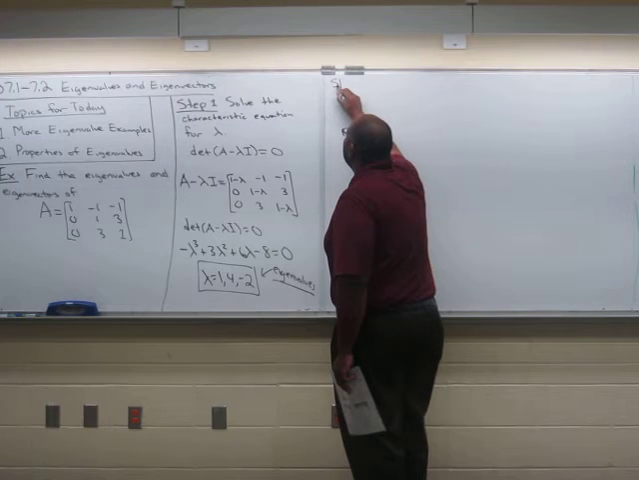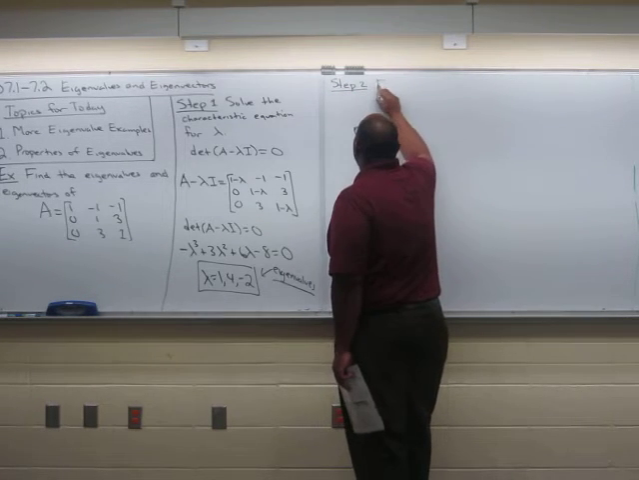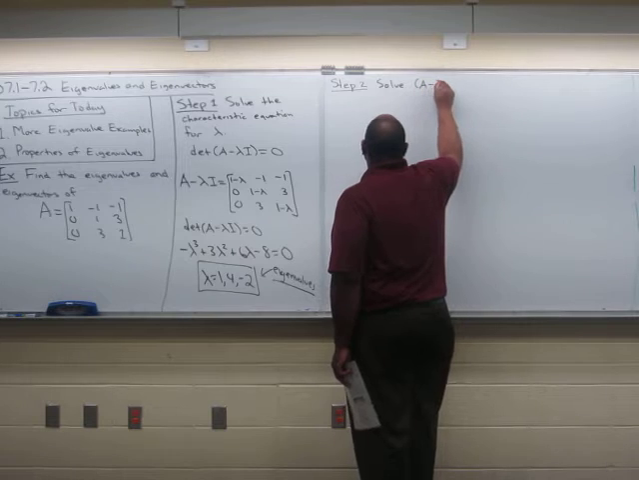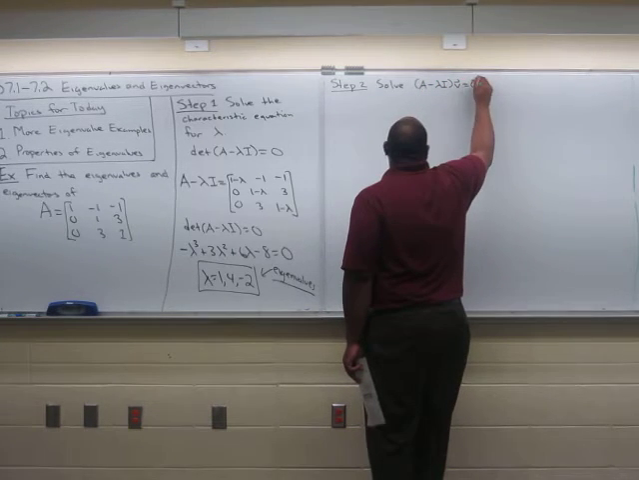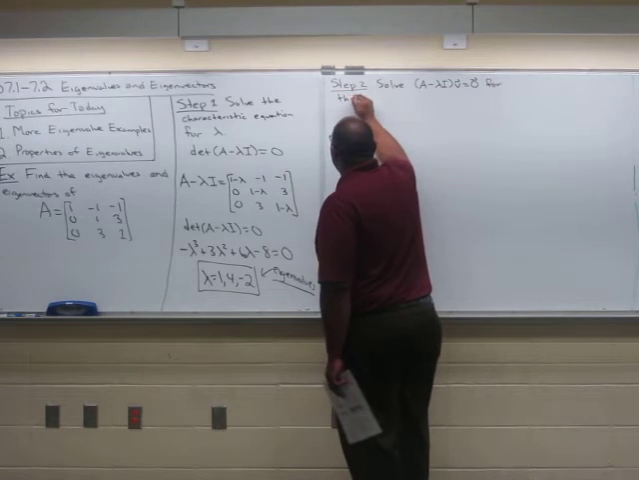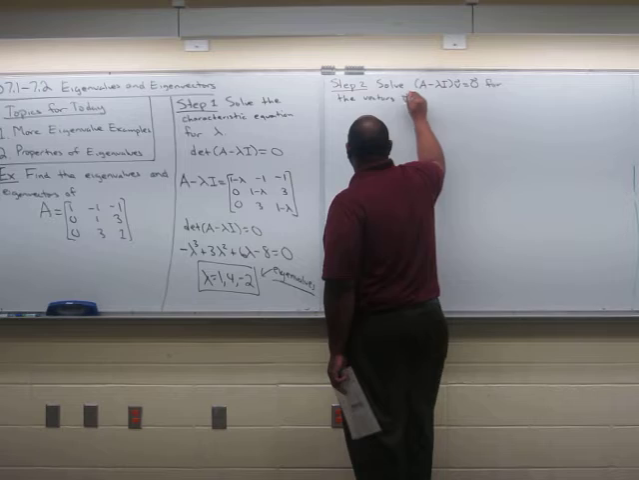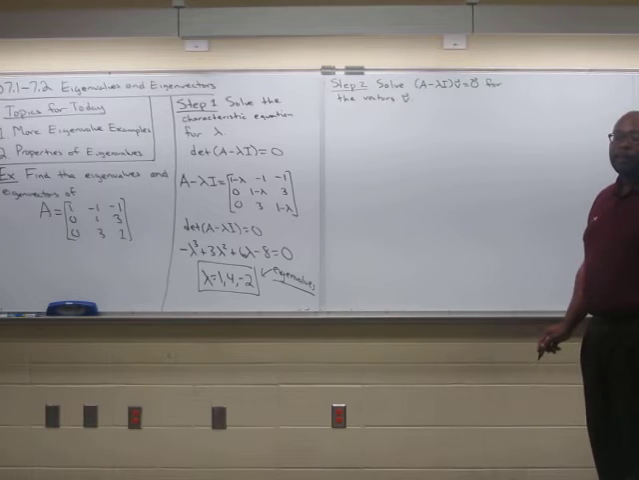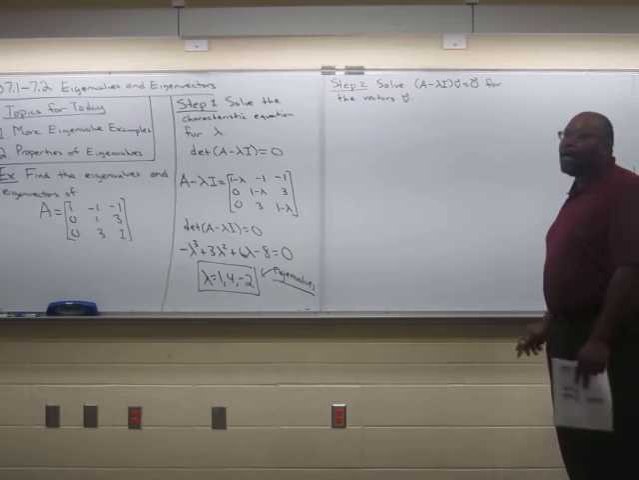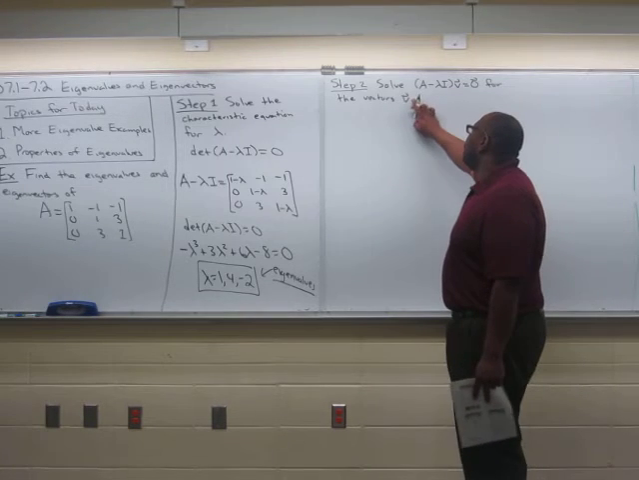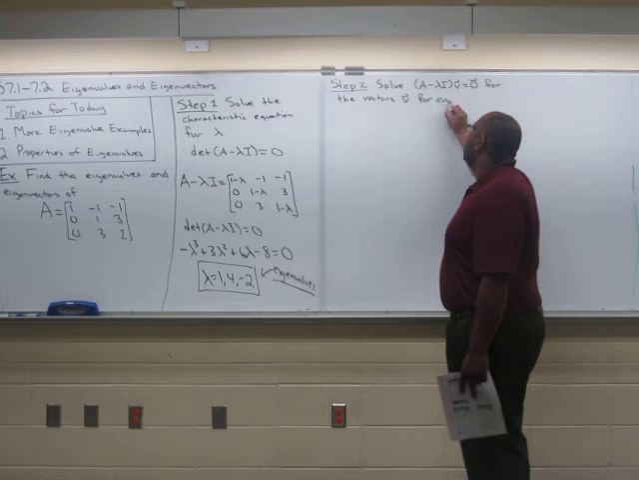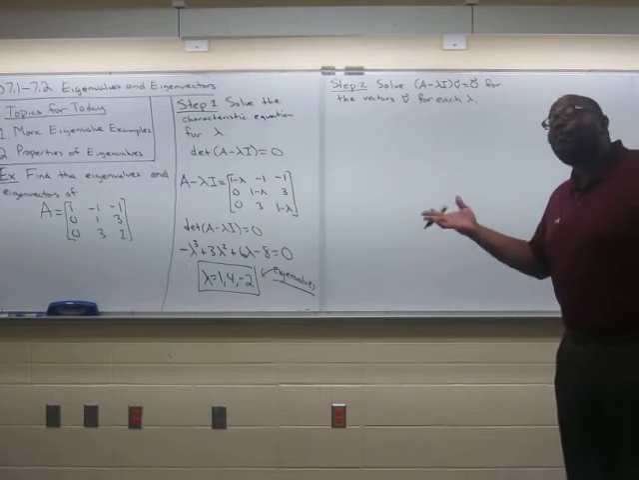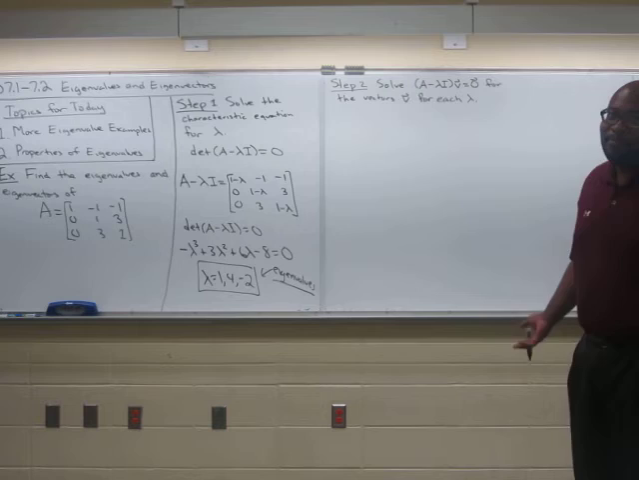So step 2. I want to solve A minus lambda I times B equals 0 for the vectors B. This is going to be for each value of my eigenvalues, for each lambda, because I'm going to get a different eigenvector for each eigenvalue that I have.